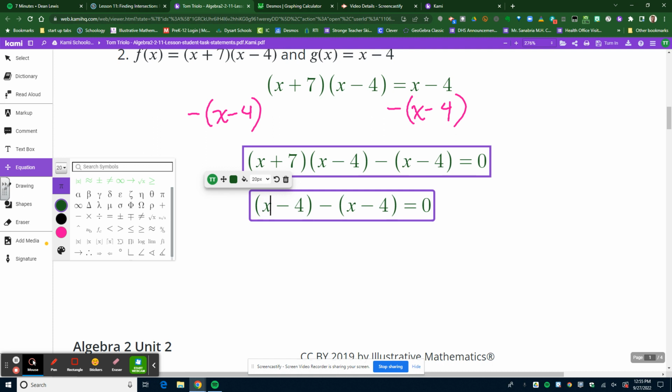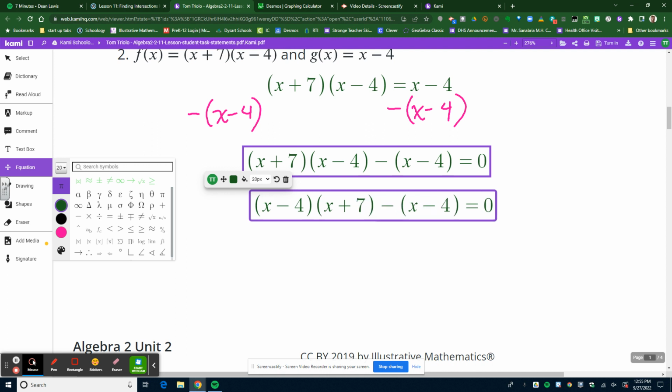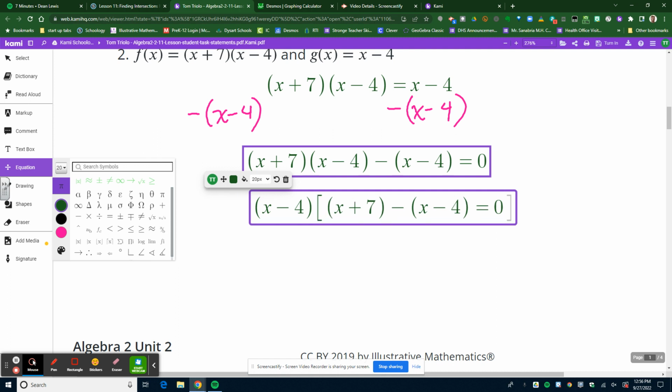Just get rid of it for a sec and then put it back, and reverse it. What property allows me to do that? Not distributive. Take 2 numbers and multiply them in any order we want. Commutative. Okay, so we're going to make a little bracket here. Ready? Bracket. Got x plus 7, but now I'm factoring out x minus 4. How many x minus 4s are here? So we're going to come over here. Pop. Change it to 1. And close my bracket.